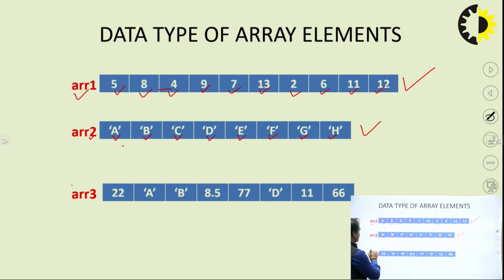But in the case of this data structure, we have taken 22, A, B, and 8.5. This is not a valid data structure because in the previous topic we discussed that an array is a collection of similar type of data. That means if we create an array, it must hold a single type of data at contiguous memory locations. But here we take integer, character, and float. That is not possible in the case of an array.